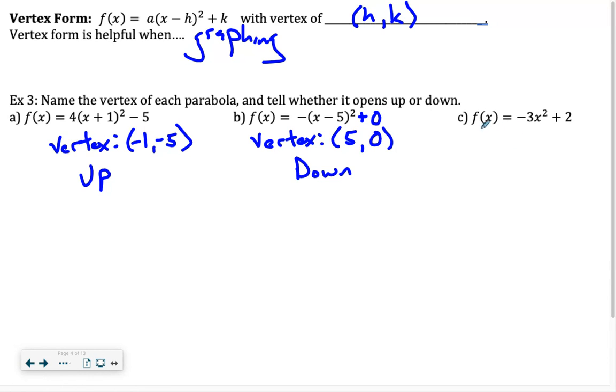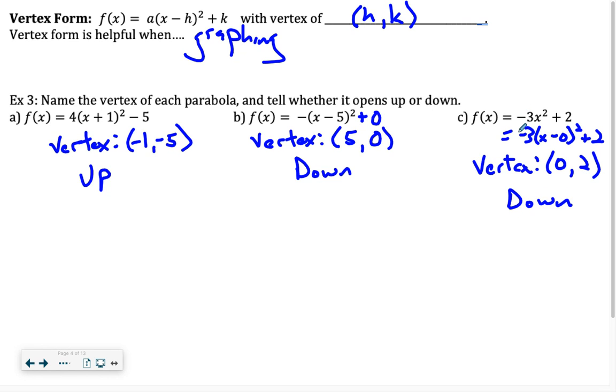In our last one here, I don't see an h value. Well, I can write this as -3 times x minus 0 squared plus 2. If I don't see an h value, that would just be 0. So the vertex here would be the point (0, 2). And this is going to open down because my a value is negative.